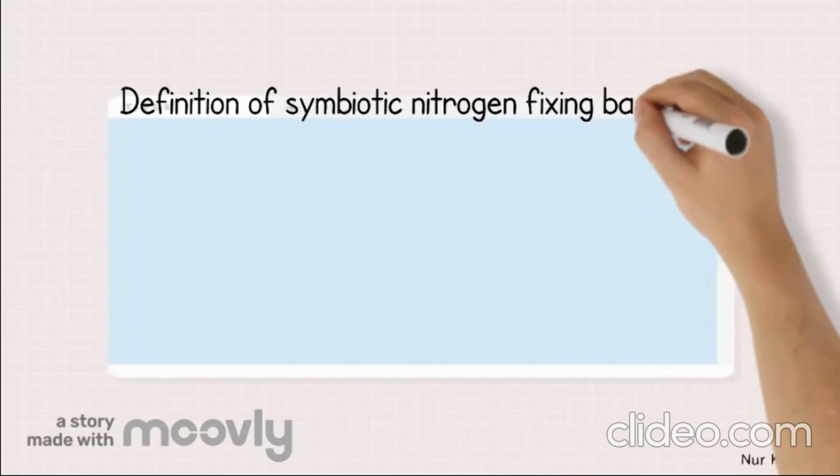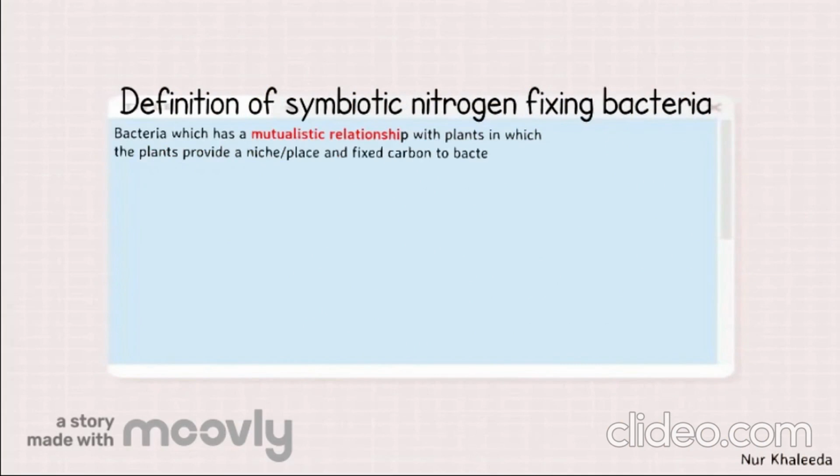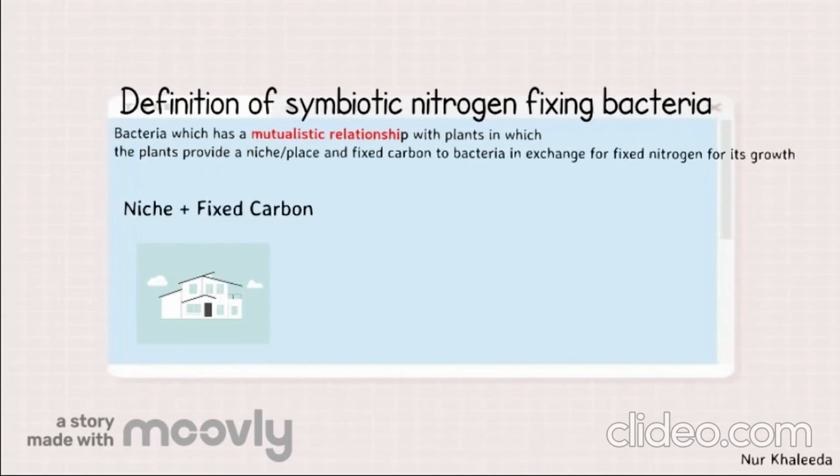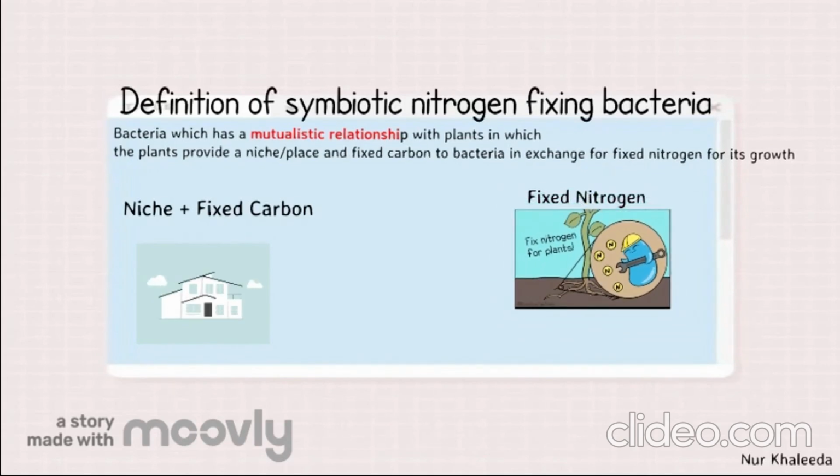Symbiotic nitrogen-fixing bacteria can be defined as bacteria which have a mutualistic relationship with plants, in which the plants provide a niche or place and fixed carbon to the bacteria in exchange for fixed nitrogen for its growth.